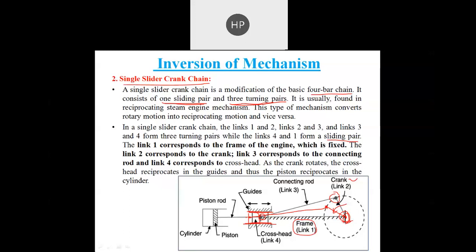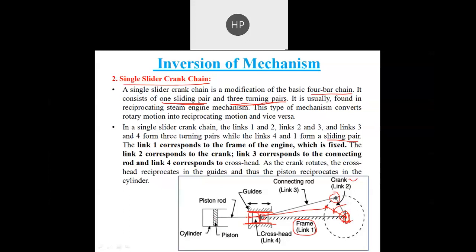And as the crank rotates, the crosshead reciprocates in the guides, and thus the piston, and this piston is connected with this one. Okay, so the piston reciprocates in the cylinder. So this is how this rotary motion is converted into reciprocating motion of the piston in the cylinder.